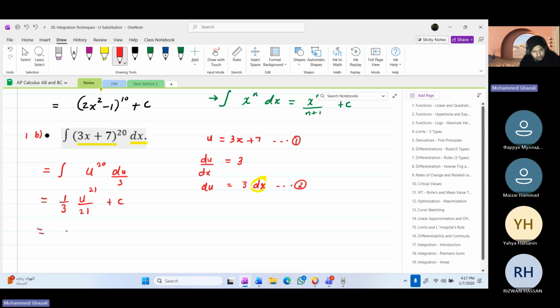So 3 times 21 is 63, right? It's 1 over 63 times what is u? 3x plus 7 to the power 21 plus C. That's my answer because I substituted the u back. Remember, we need to integrate in terms of dx, so put the function back into x.